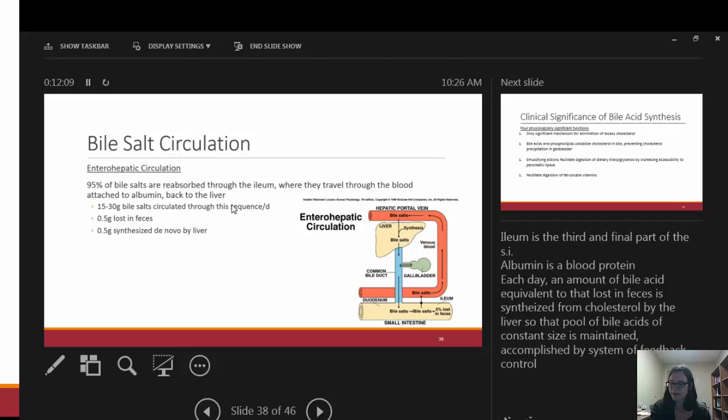So you can see that each day the amount of bile acids produced is equivalent to that lost in the feces, so that the pool of bile acids is constantly maintained. We have this kind of homeostasis that's accomplished by a system of feedback control.